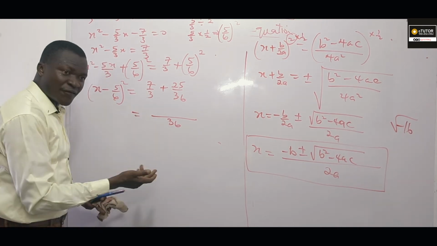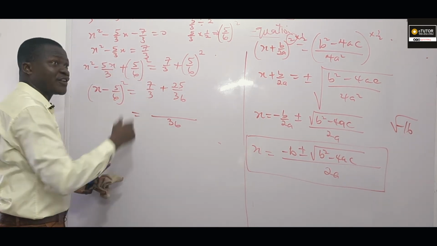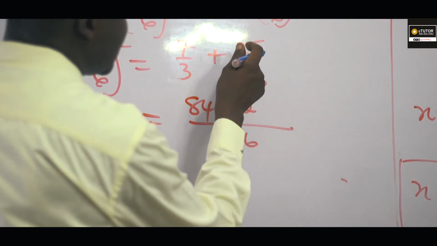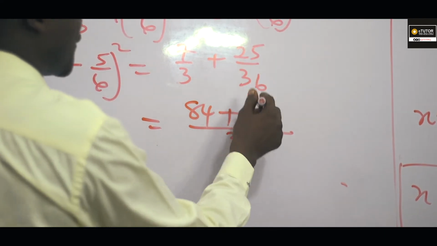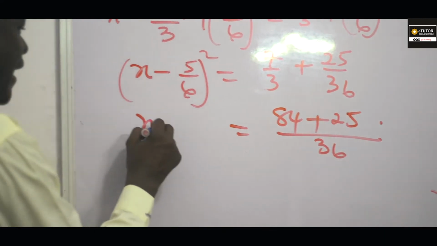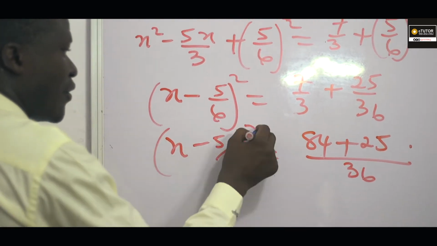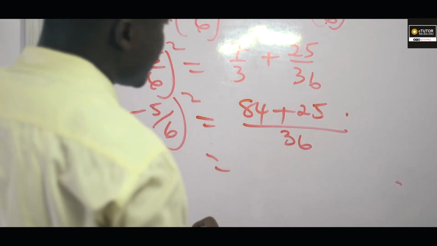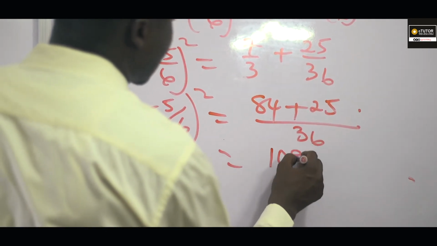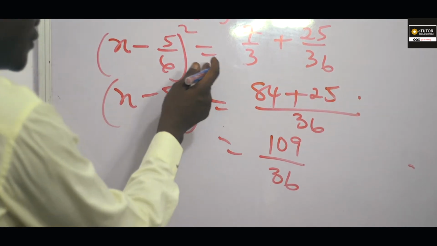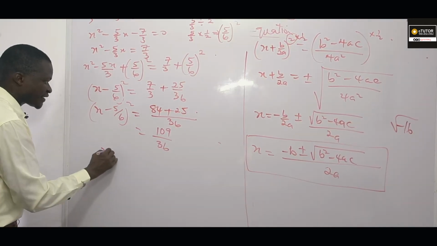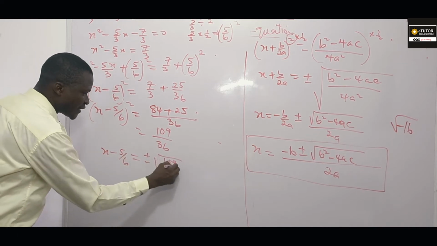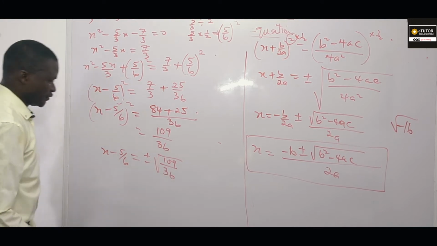3 in 12, 12. 3 in 36, 12. 12 times 7 is 84, plus 36 in 36, 1. 1 times 25, 25. So let's go. x minus 5 over 6, all squared, equals 84 plus 25. That gives us 109 over 36. By the time we take the square root, we have x minus 5 over 6 equal to plus or minus the square root of 109 over 36. Shall we?